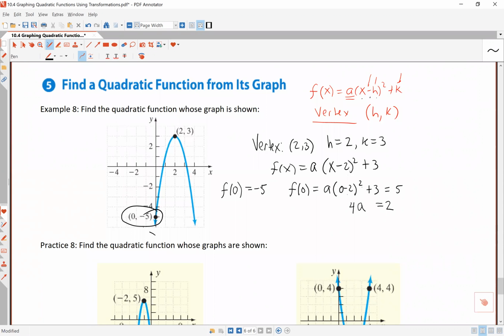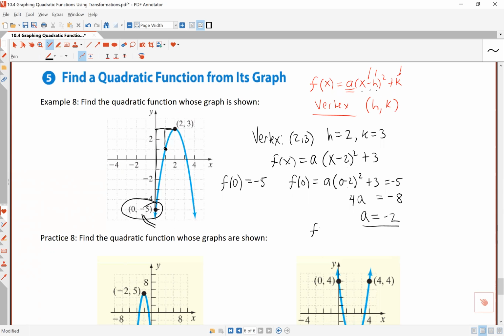On a second look, I see that that is supposed to be a negative 5. And so if I subtract 3 from both sides, that's negative 8, which gives us a equal to negative 2. So I knew this one had to be negative 2 because I saw the graph went left 1 and down 2, left 2 and down 8. So knowing that a equals negative 2, now the function is f of x equals a times x minus 2 squared plus 3.